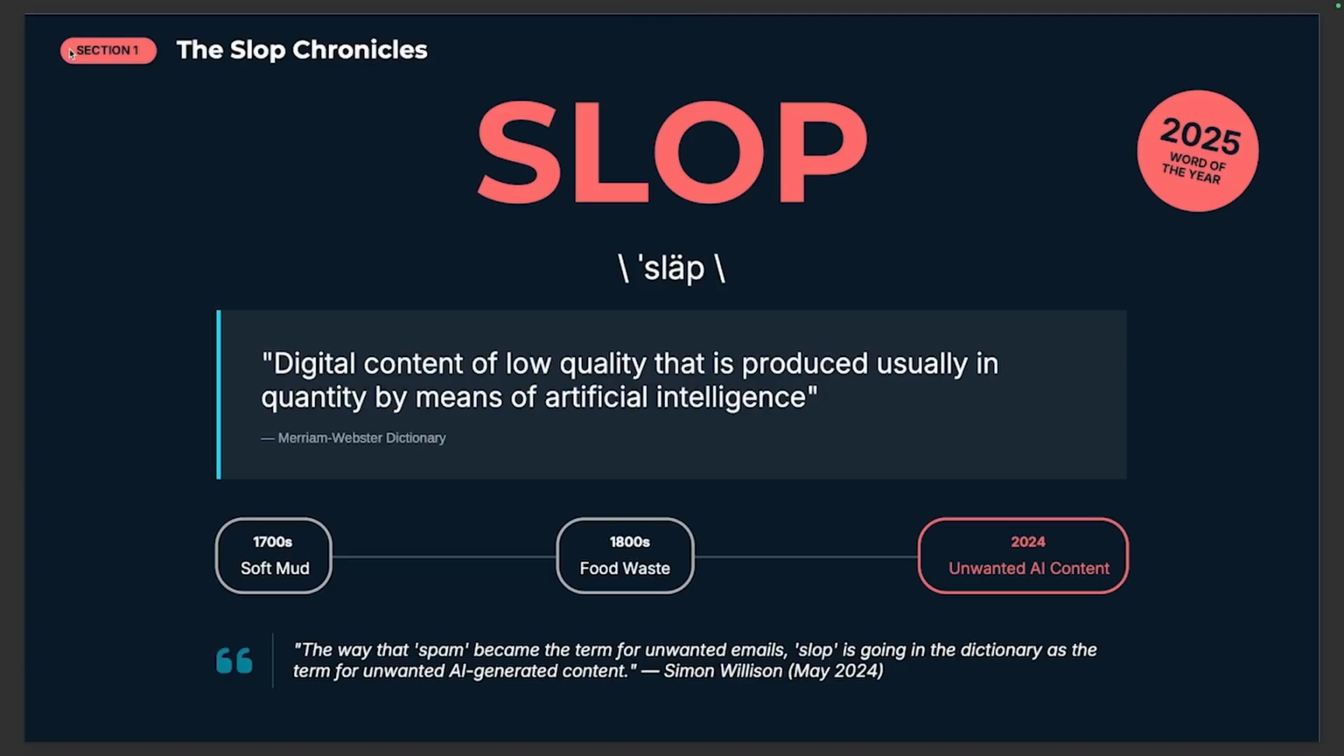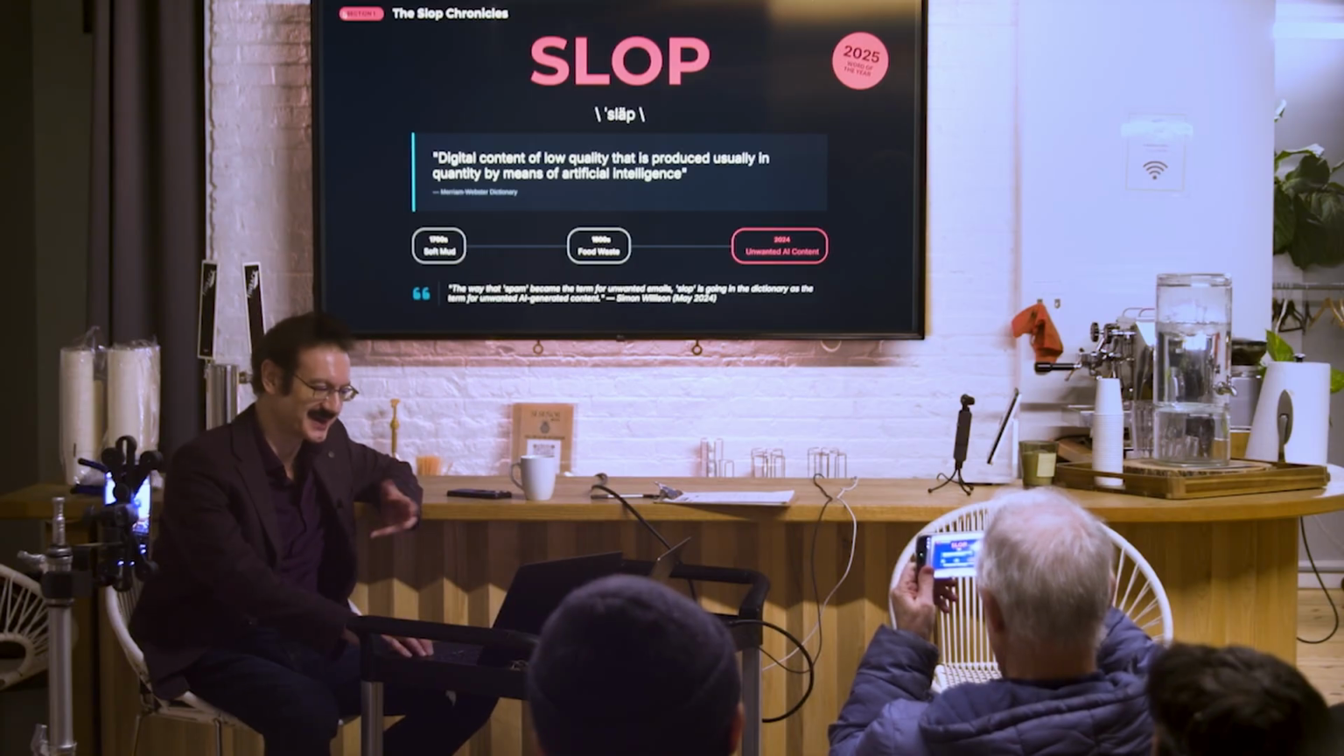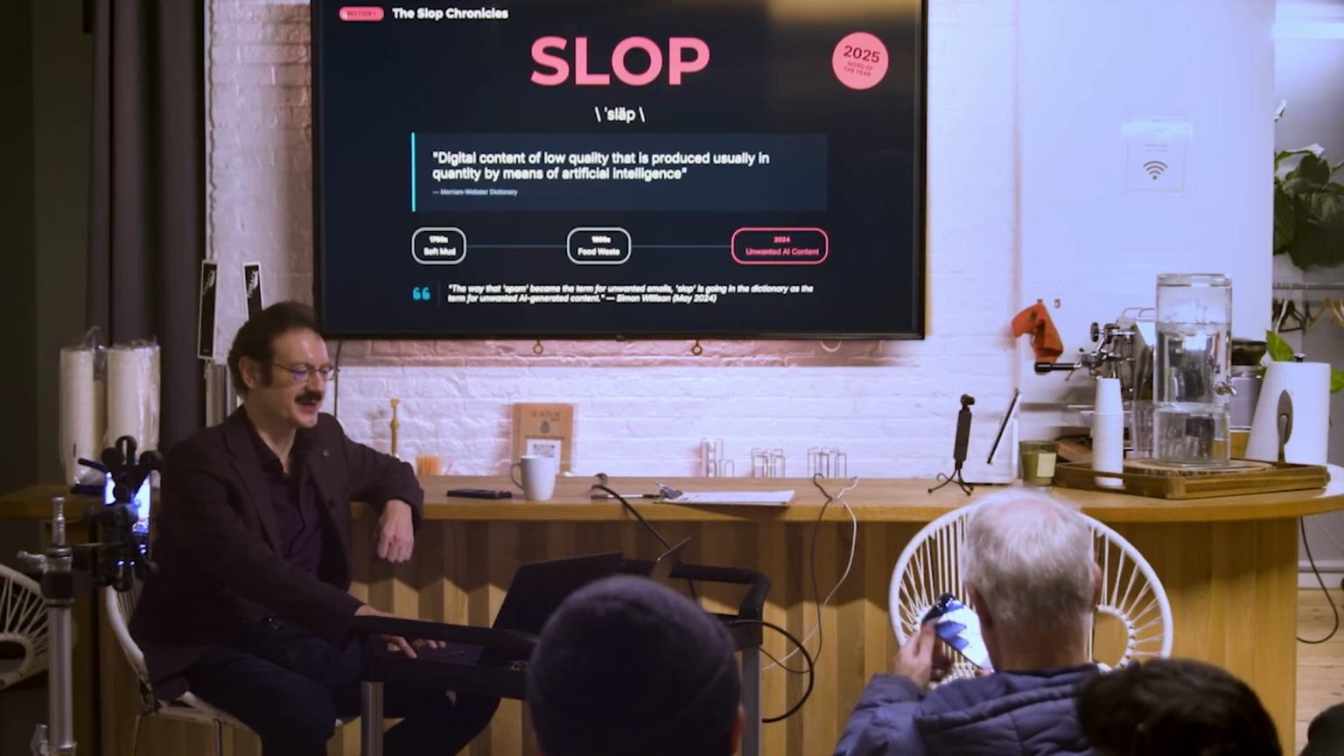So slop: digital content of low quality that is produced usually in quantity by means of artificial intelligence. That's the most recent definition, right? Because it's been soft mud or crap and stuff. Food waste is slop. Now it's unwanted AI content. We're using the word like that. But that seems to have taken over and caught on.